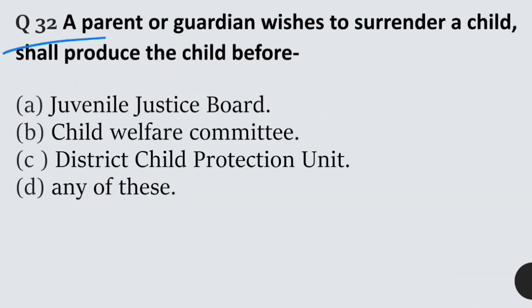Next question is, a parent or guardian who wishes to surrender a child shall produce the child before. A says Juvenile Justice Board, B says Child Welfare Committee, C says District Child Protection Unit, and D says any of these. So any of these is not the answer. The correct answer is Child Welfare Committee. It is the authority before which the child must be produced for the surrender. So B is the right option.